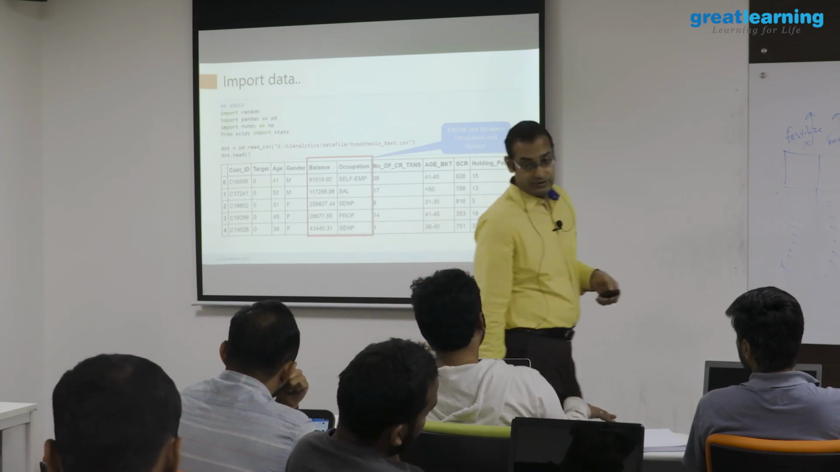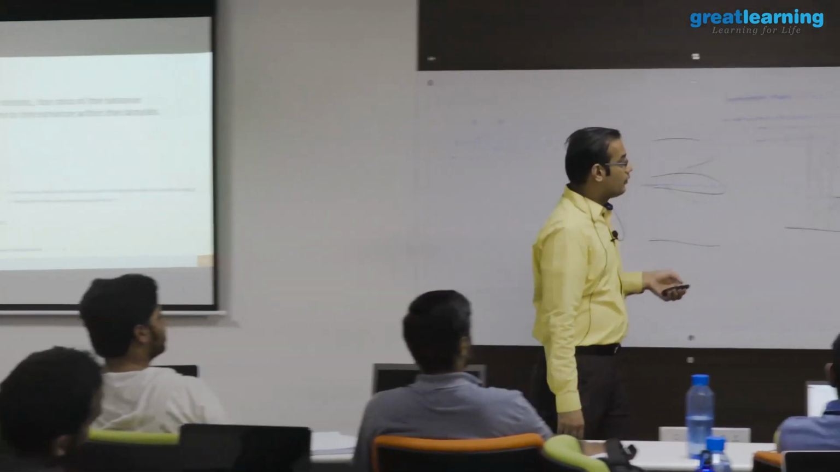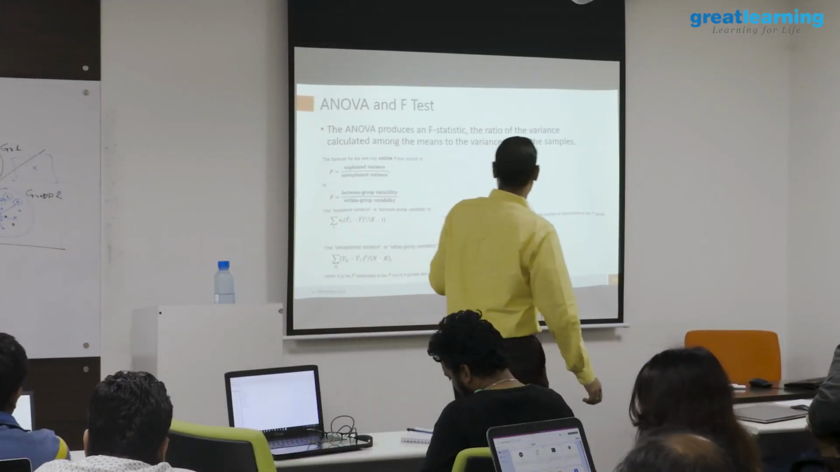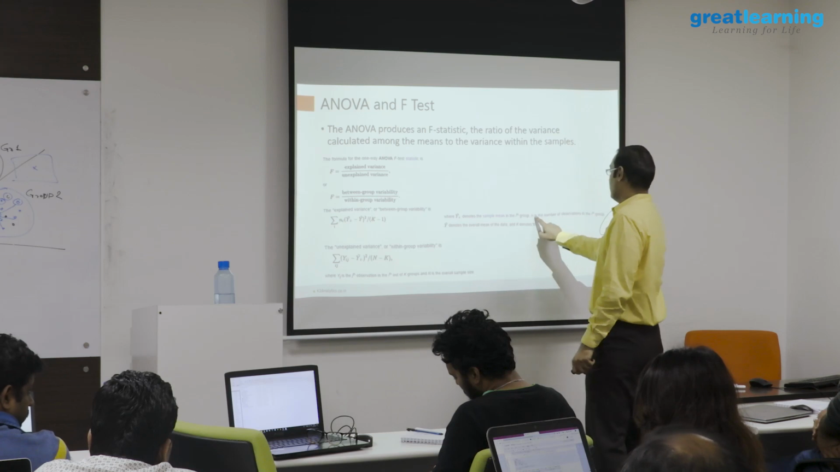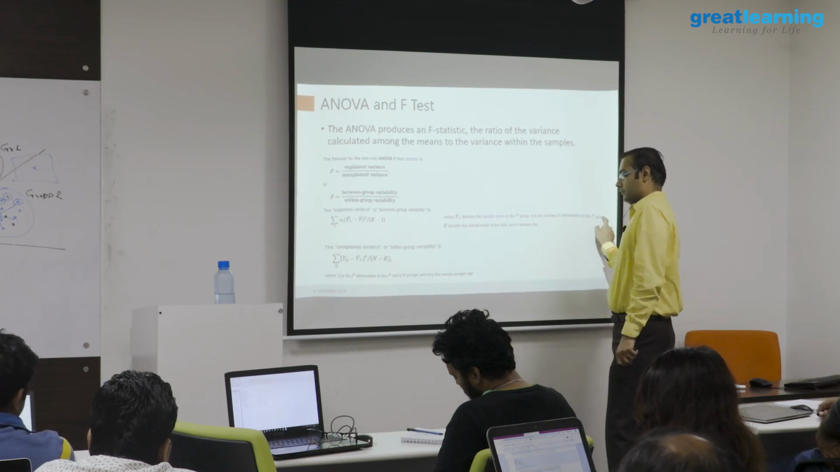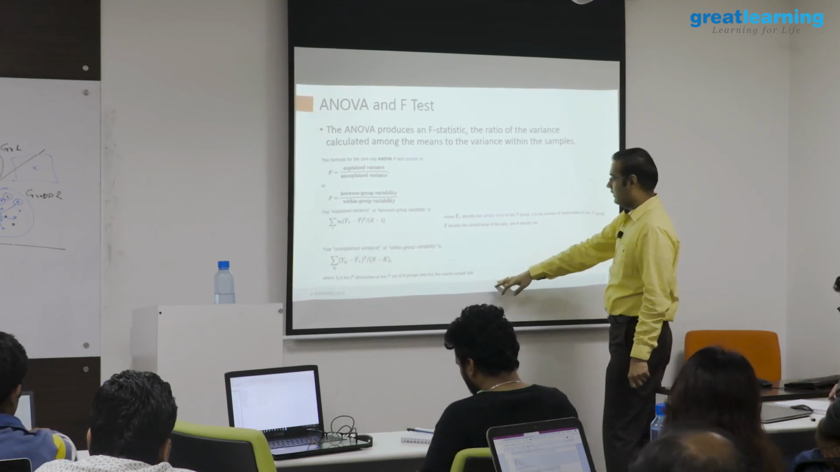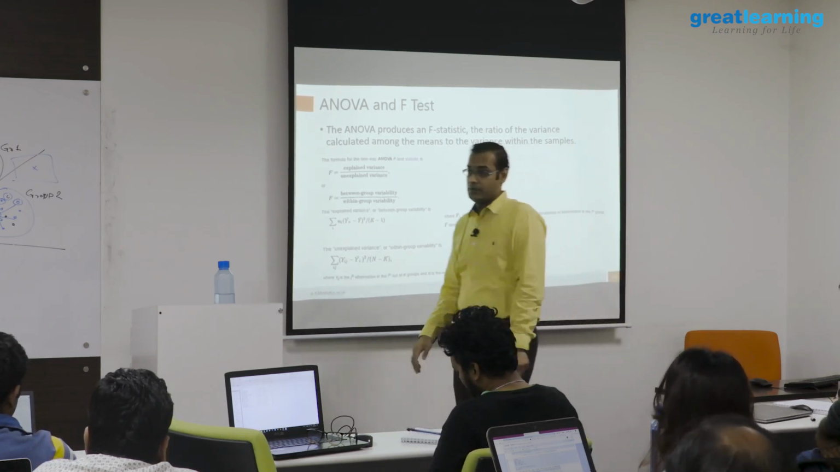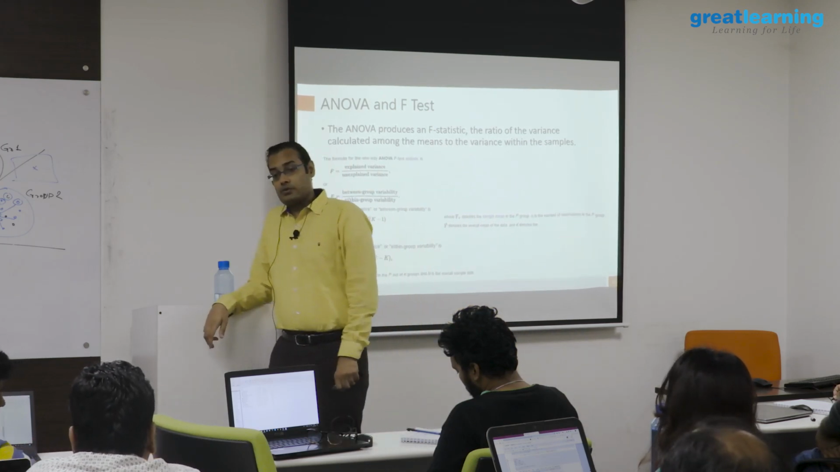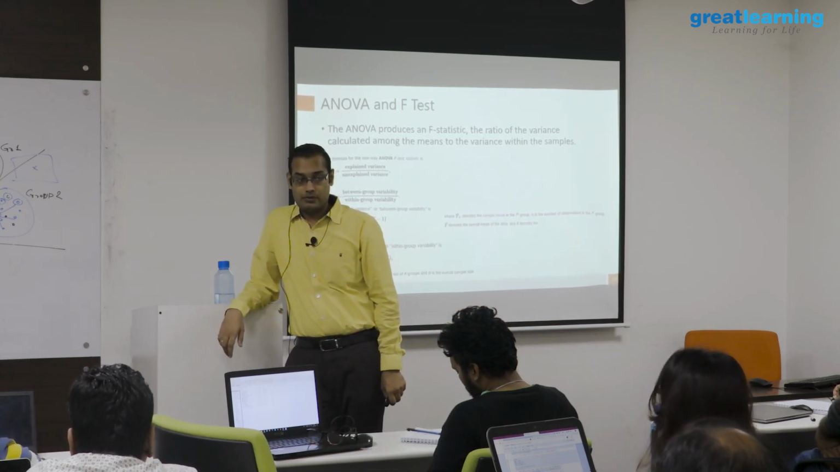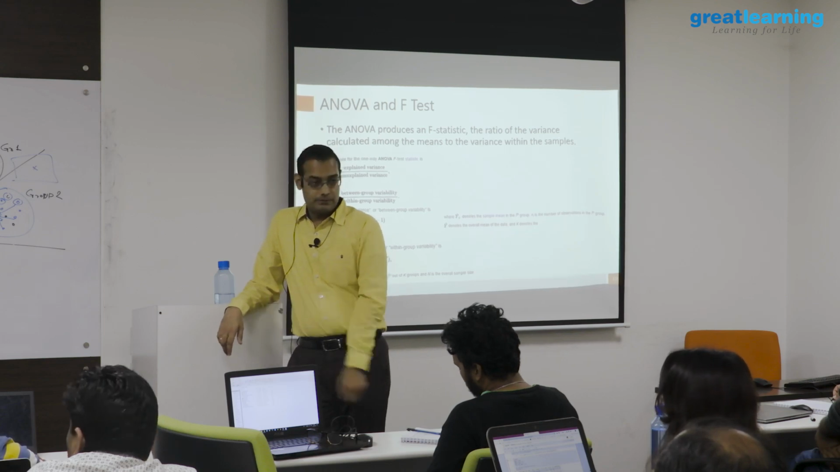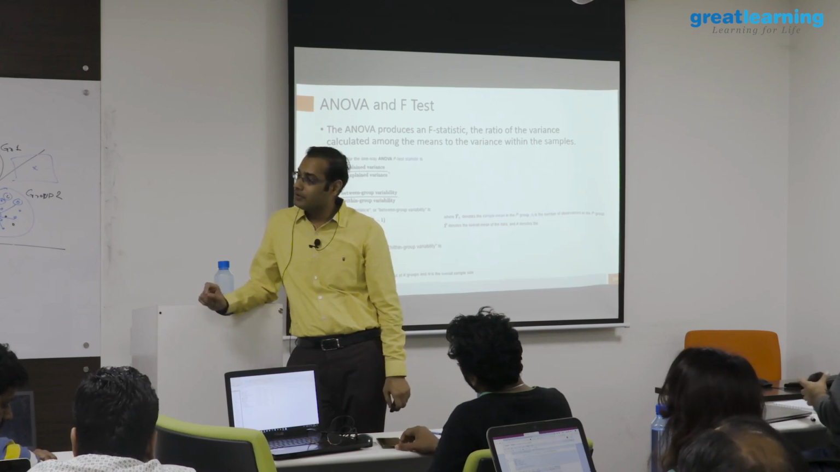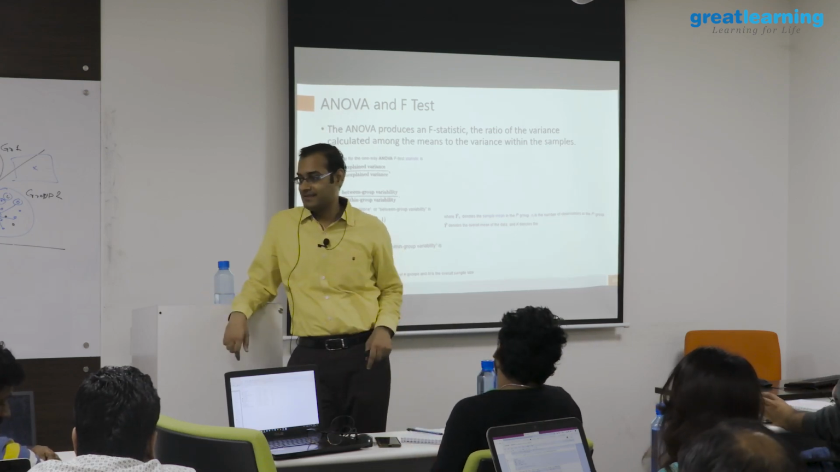Capital N is the total number of observations. Small n is the particular group's observation size. Small n is the number of observations in the ith group. I have not documented here k, n, capital N. K is the number of groups. Source is Wikipedia. I did not properly snip the image.